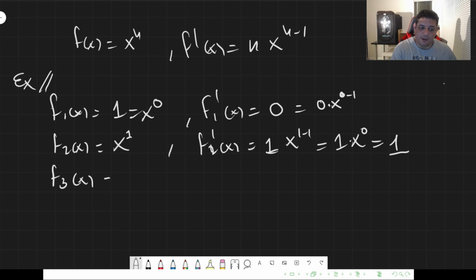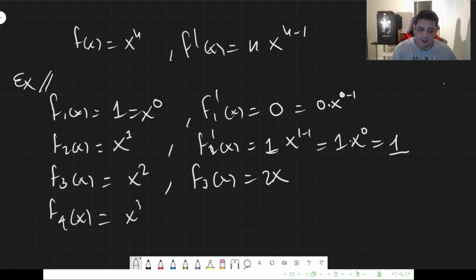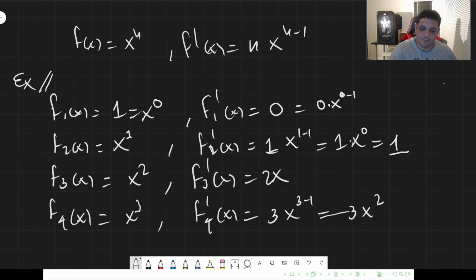Now we can follow this pattern, and the derivative of f3 when being x squared is now going to be 2x, and similarly x cubed is now 3x to the 3 minus 1, so 3x squared.